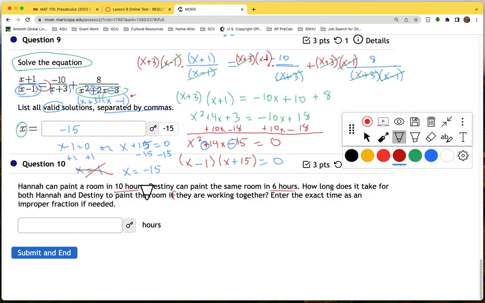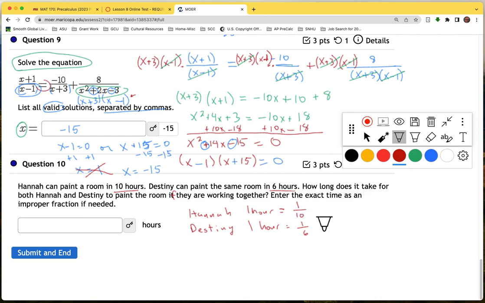So they can paint a room in 10 hours. So in 1 hour, how much of the room will Hannah do? In 1 hour, she will have done 1/10 of the room. And then Destiny in 1 hour will have done 1/6 of the room. And so we can say in any given, what about in 2 hours?